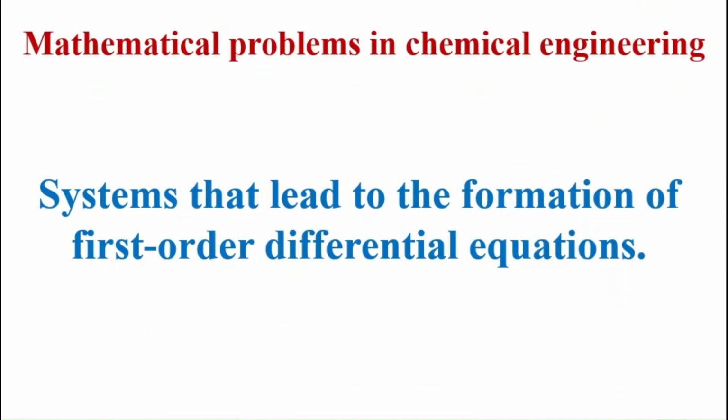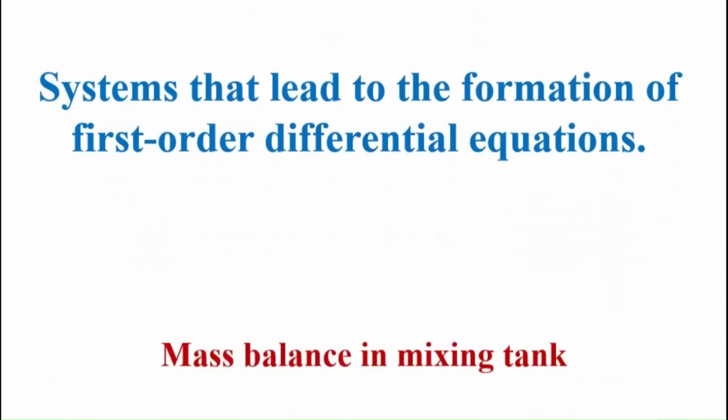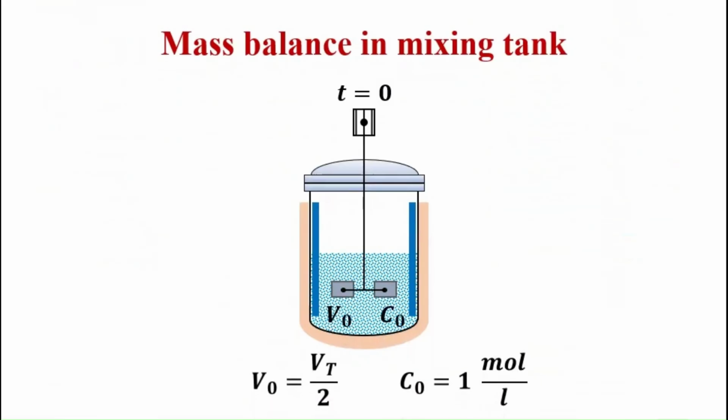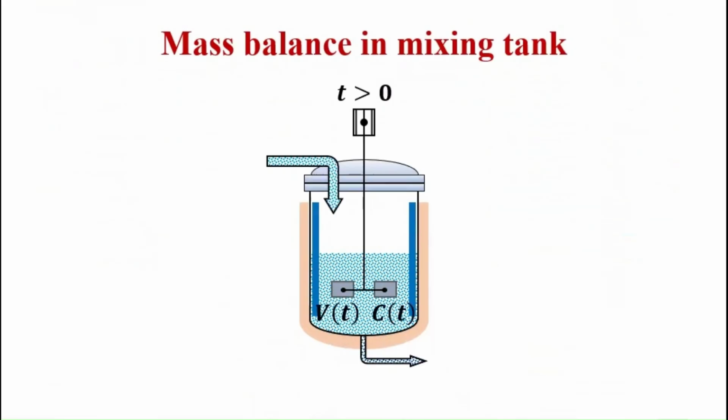The simplest example of such a problem is a mass balance in a stirred tank. The figure shows an ideal stirred tank that initially contains a salt solution occupying half of the tank's total volume. The initial concentration of the solution is given. At a certain moment, a feed stream with a known concentration enters the tank at a constant volumetric flow rate. Simultaneously, an outlet stream leaves the tank at a flow rate equal to half of the inlet flow rate.